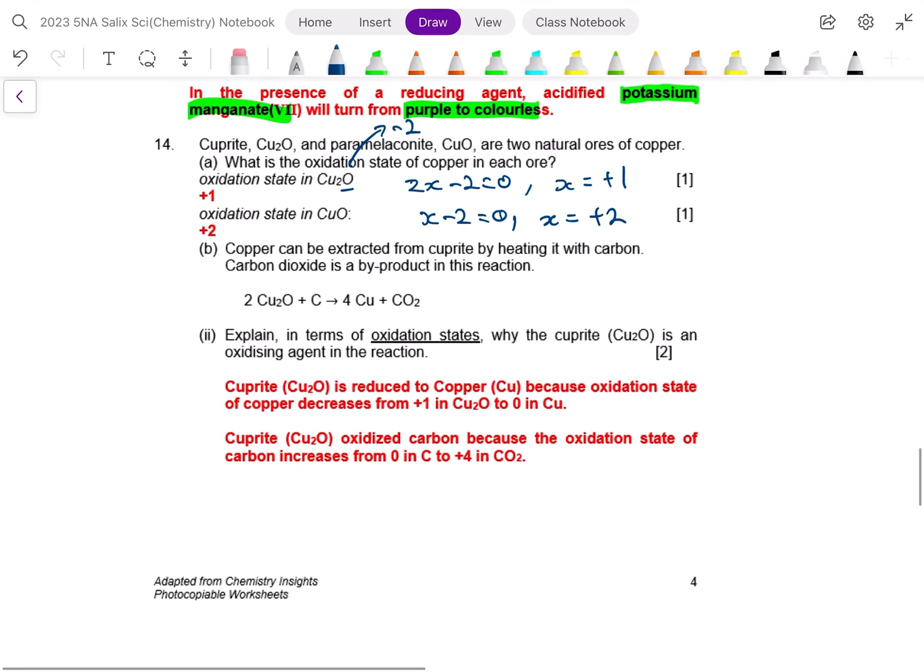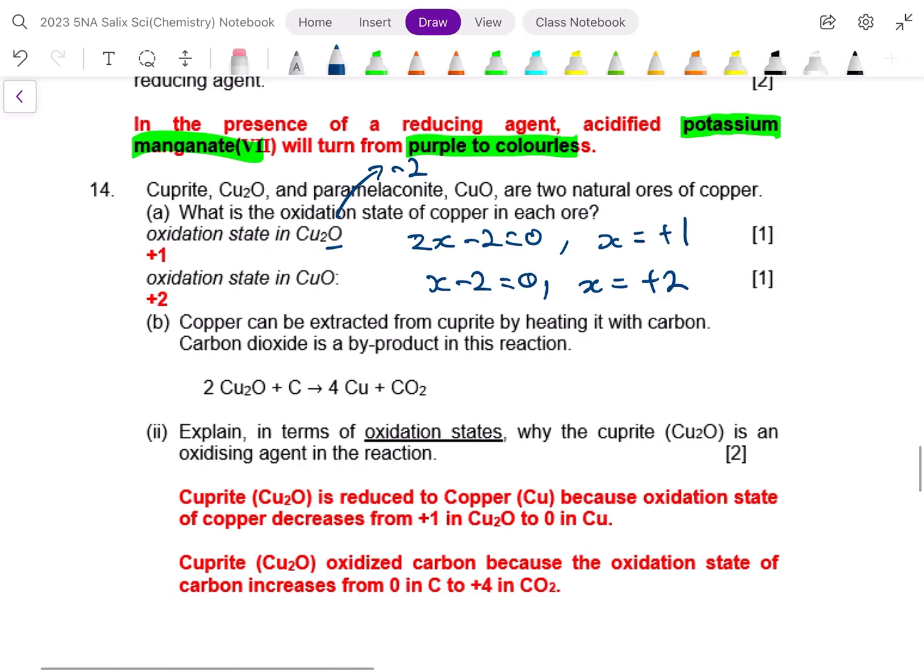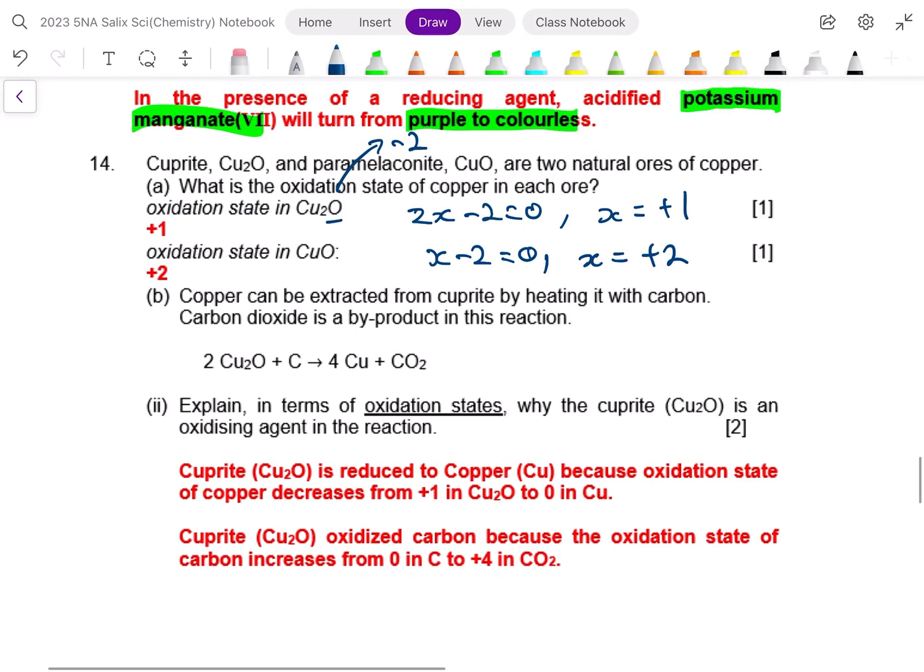Okay, next thing, let's take a look at this. Your copper can be extracted from cuprite by heating it with carbon. So carbon dioxide is a byproduct in this reaction. Okay, so explain in terms of oxidation state why cuprite is an oxidizing agent. Oxidizing agent means it is self-reduced.